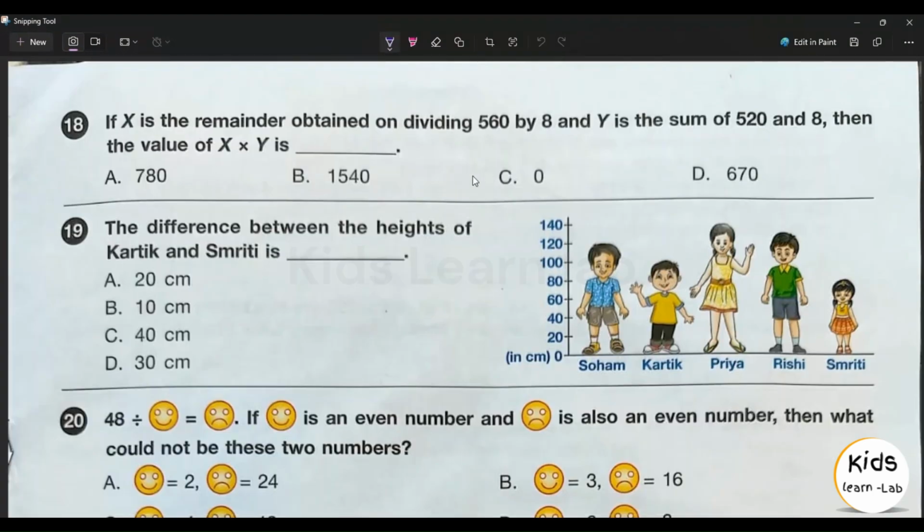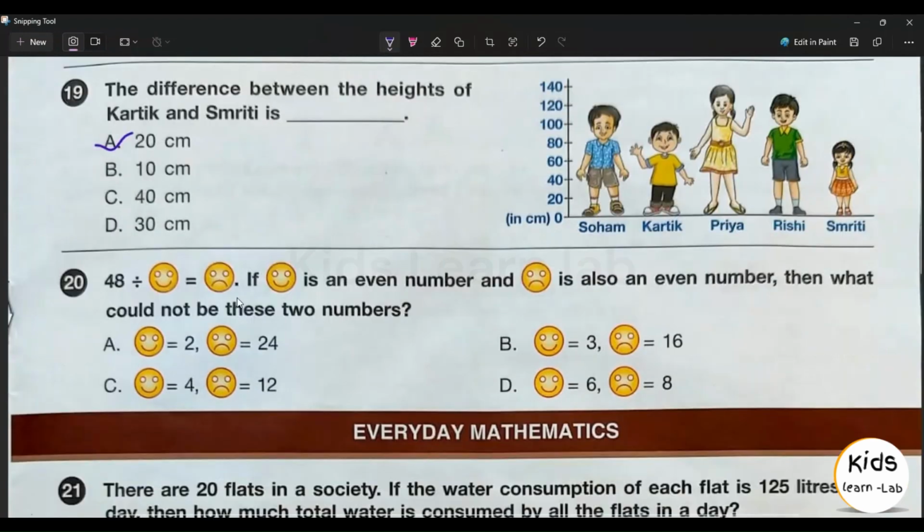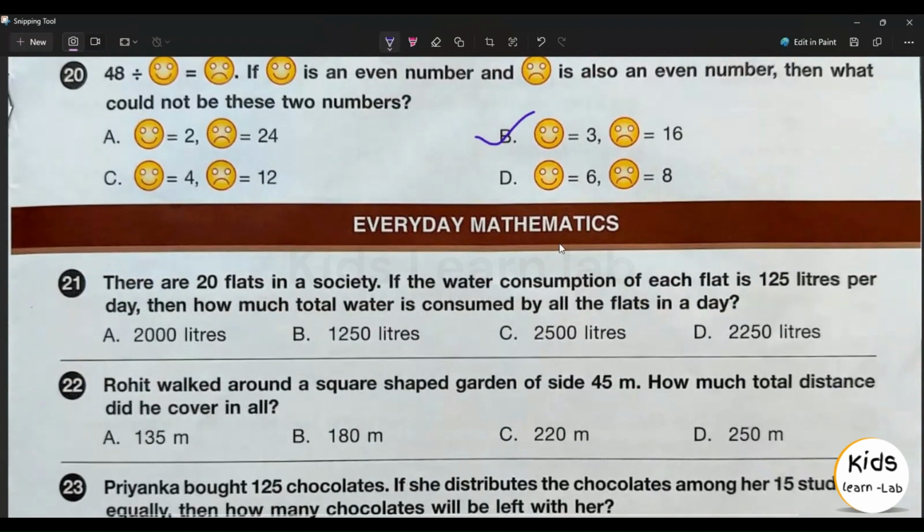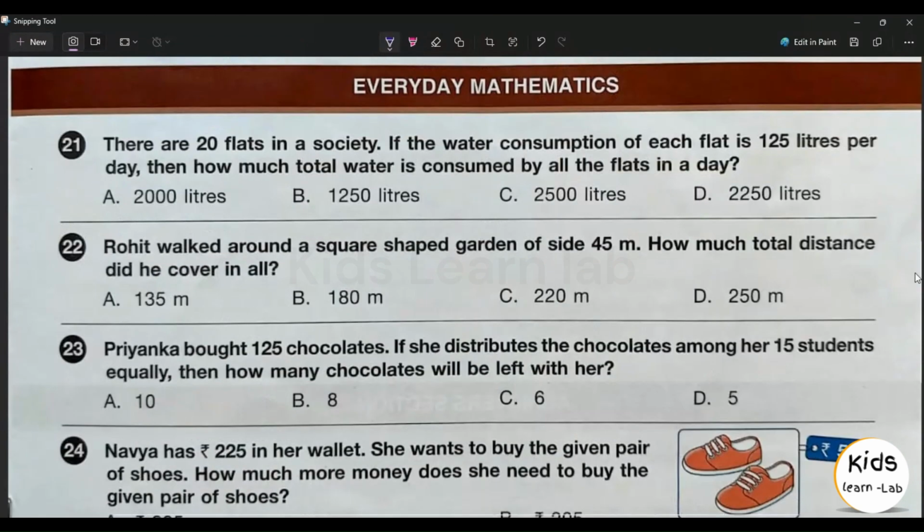18th question right answer is option C. 19th question right answer is option A. 20th question answer is option B. Third section, everyday mathematics. 21st question right answer is option C. 22nd question right answer is option B.